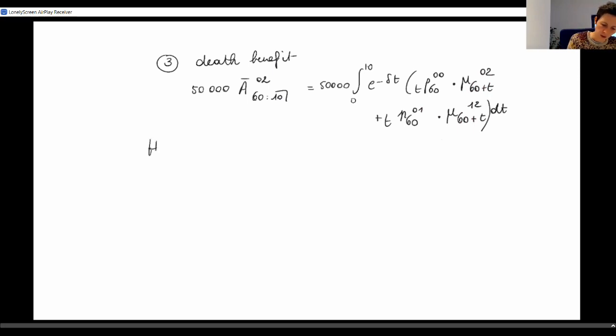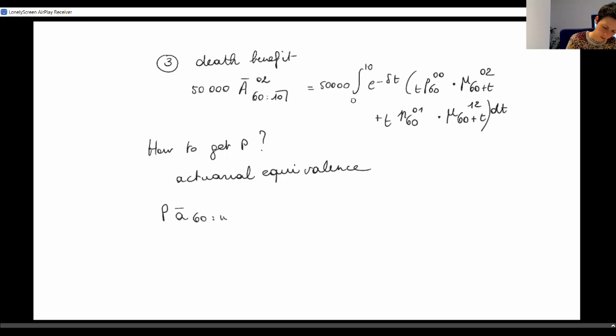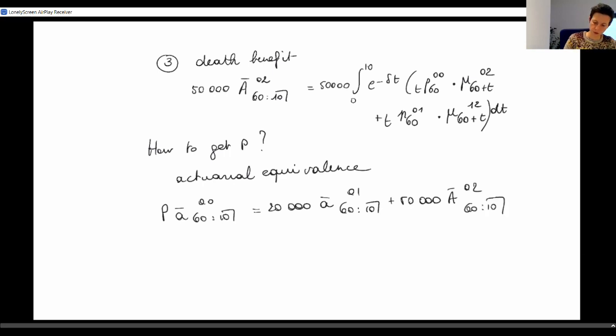So how to calculate P? How to get the P then? We're going to write down an actuarial equivalence. And that actuarial equivalence is going to make sure that the premium income is sufficient in expected value to cover the outflow of the benefits. So that's this setting. Voila. So if I solve this for the unknown P, then I get this expression for P, which I need.